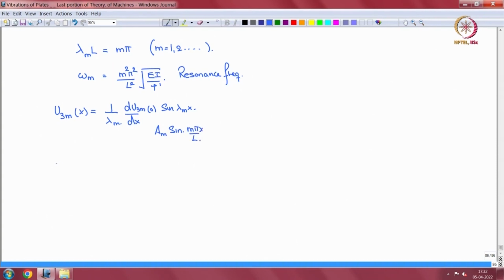So we can plot or we can show these mode shapes. The first one for m equal to 1 looks like this, a half cycle, half sinusoid. For m equal to 2 it looks like this, one full sinusoid. M equal to 3 it looks like this, 3 half cycles. So every m indicates one half cycle and so forth. Okay, so they look very simple.